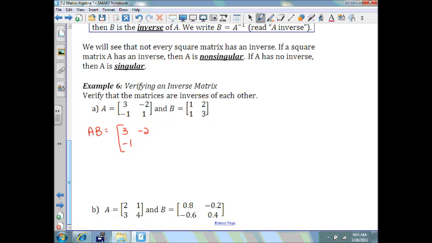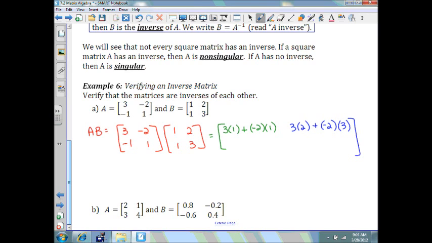A is 3, negative 1, negative 2, and 1, times B, which is 1, 1, 2, and 3. So we're going to multiply these. We'll take 3 times 1 plus negative 2 times 1, plus 3 times 2 plus negative 2 times 3, plus negative 1 times 1 plus 1 times 1, plus negative 1 times 2 plus 1 times 3.